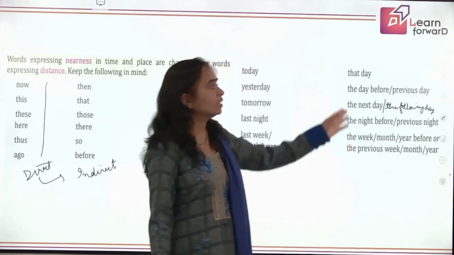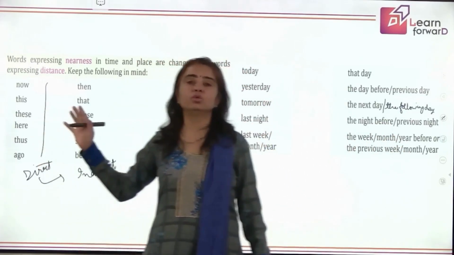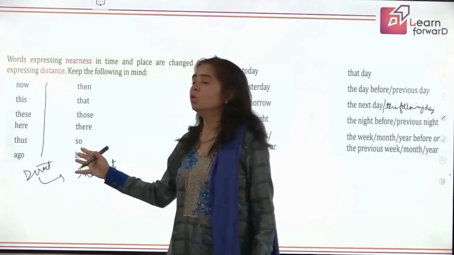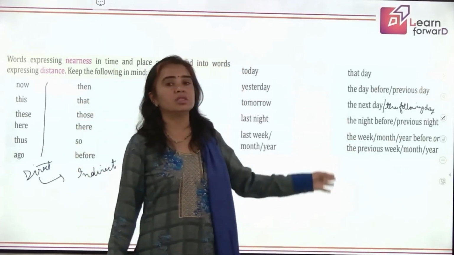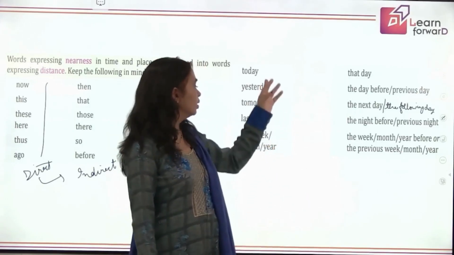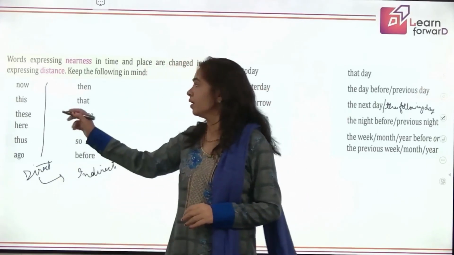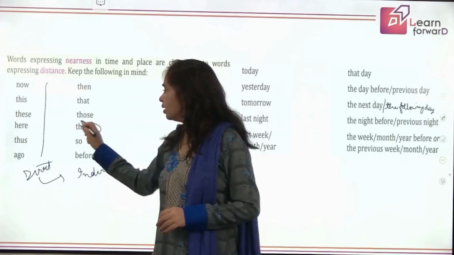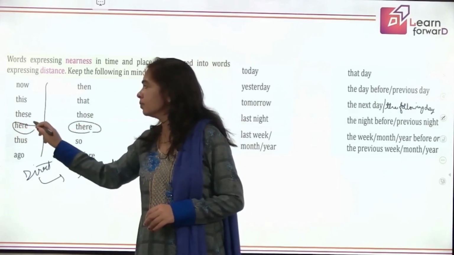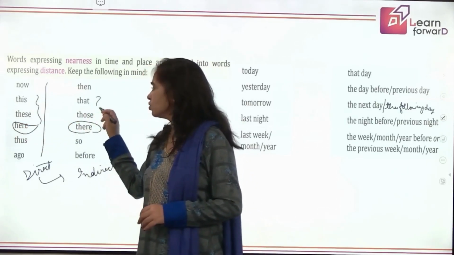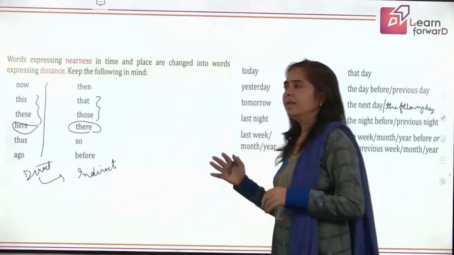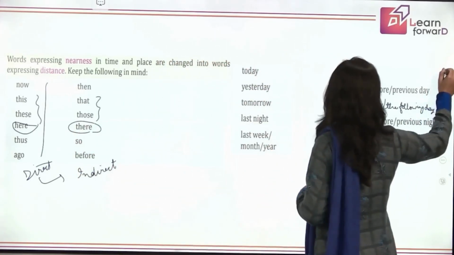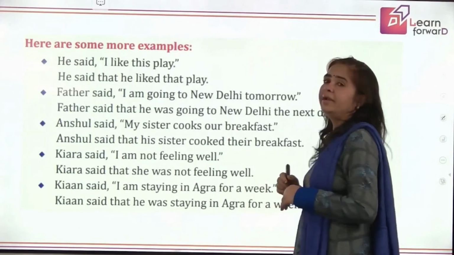So these are the changes that you will have to learn. These words denote time, and this is also time, here and there. Only this is the word that denotes place, right? So these are your demonstratives, right? So you have to learn them. Let's see how do we introduce them while changing from direct to indirect form.